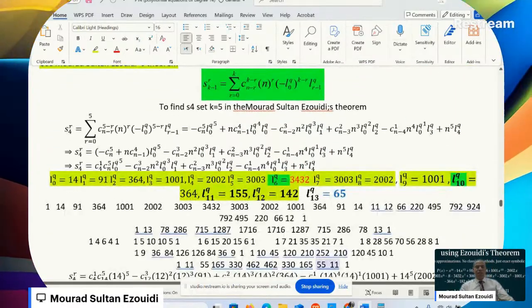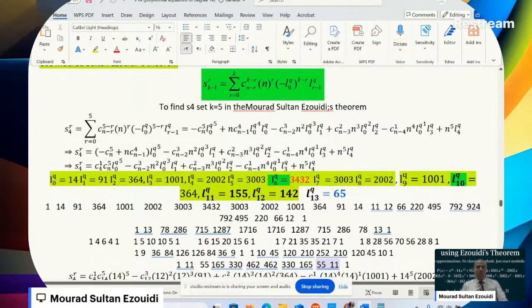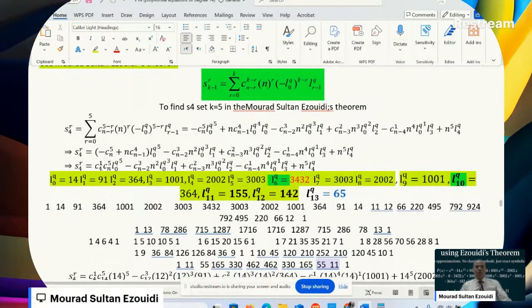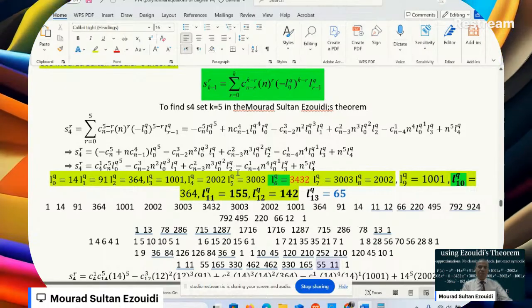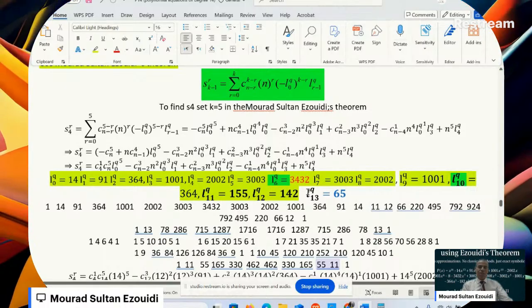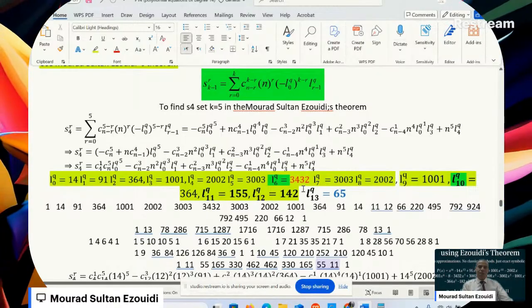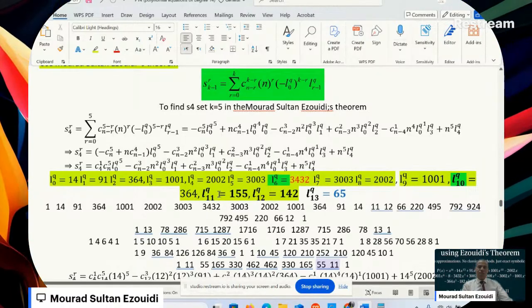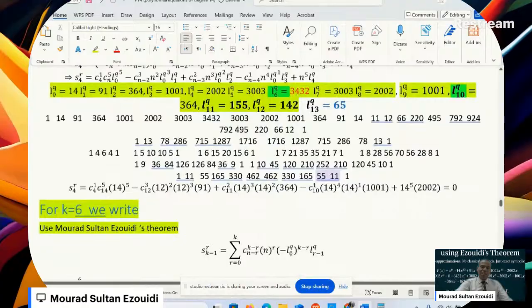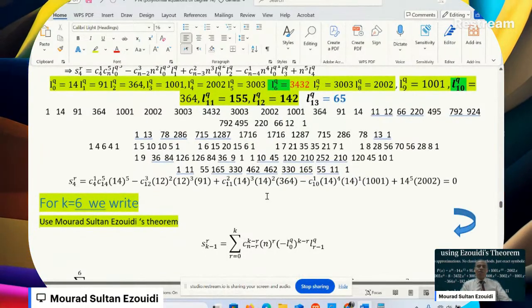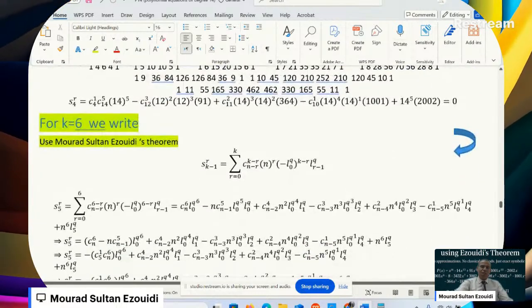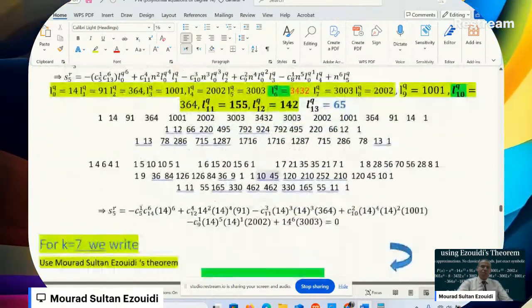I'm going to find also a score here. Set k equal 5 in the Mourad Sultan theorem. This is the theorem of Mourad Sultan. Just put k equal 5 and we obtain S4. This is the formula. Now what is needed exactly here, Professor, is to calculate this. So we'll find that the value of S4 here is going to be 0.